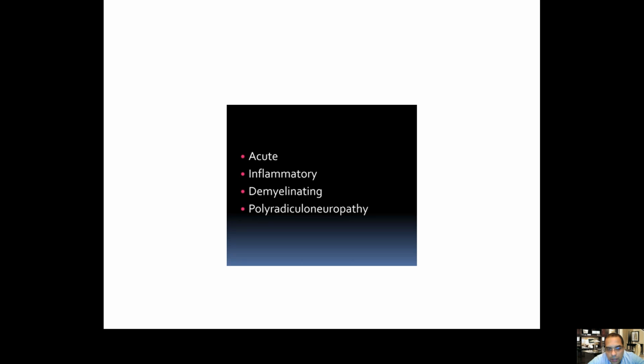So it's a polyneuropathy or polyradicular neuropathy that is demyelinating, due to an inflammatory reaction, with an acute onset, so it's acute AIDP, because there is CIDP as well, which is chronic inflammatory demyelinating polyneuropathy, the recurrence of Guillain-Barré syndrome.